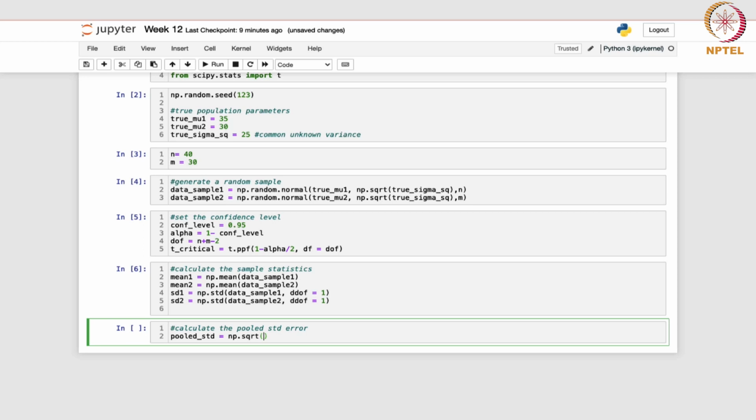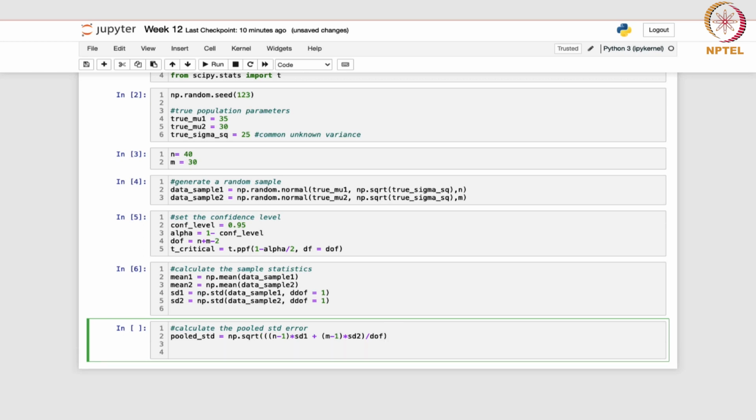np.sqrt, so here I need to first write the numerator, so it is n minus 1 times SD1, we have used this notation, plus m minus 1 times SD2, and this whole is divided by the degrees of freedom, that is DOF, that is n plus m minus 2. So here there would be one more bracket.